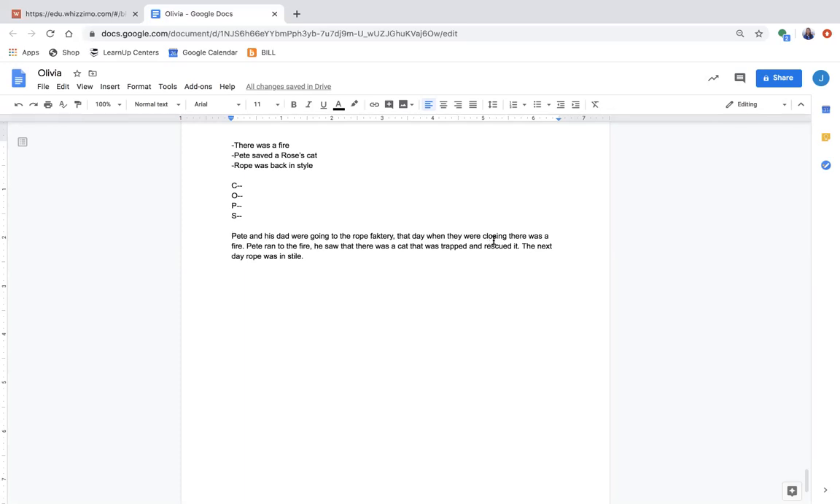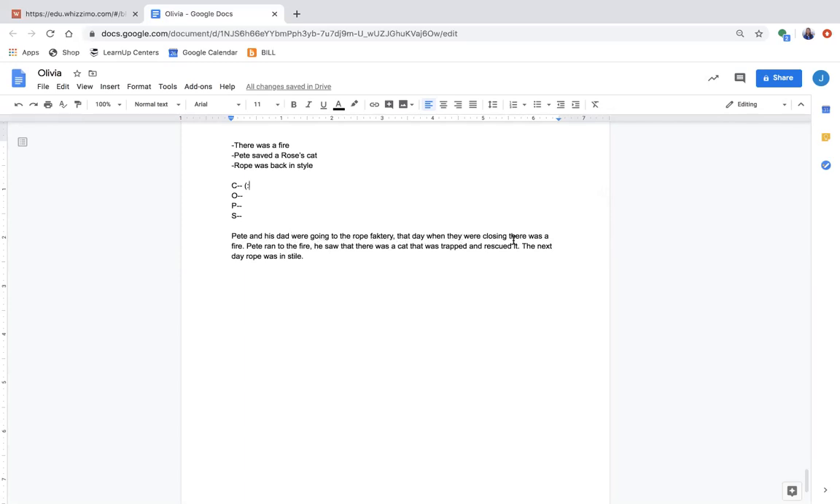That day, when they were closing, there was a fire. Pete ran to the fire. He saw that there was a cat that was trapped and rescued it. The next day, rope was in style. Good job. So capitalization, everything was supposed to be capitalized, which is good. I'm going to put a smiley face next to it. And organization. Pete and his dad were going to the rope factory.